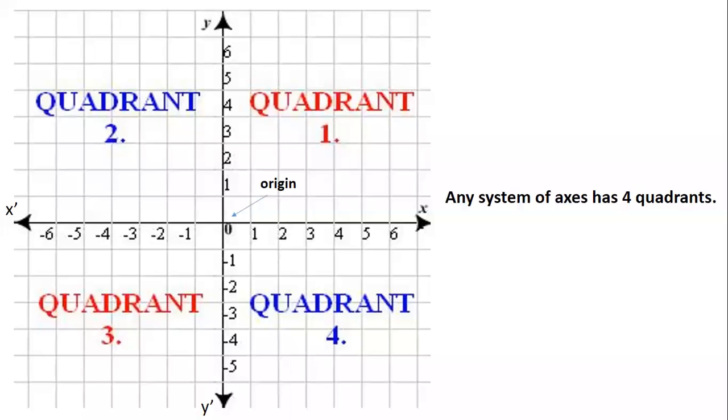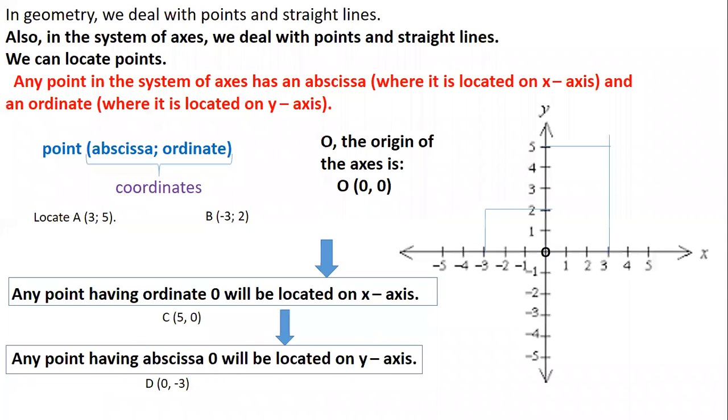Yes, Aline. Okay, in this slide, can you tell me what did we say? Please start. We have 4 quadrants. How did we get the 4 quadrants? After drawing the system of axes, right? What are these 4 quadrants? Say them. Quadrant 1, quadrant 2, quadrant 3, quadrant 4. So we have 4 quadrants in a system of axes. Thank you.